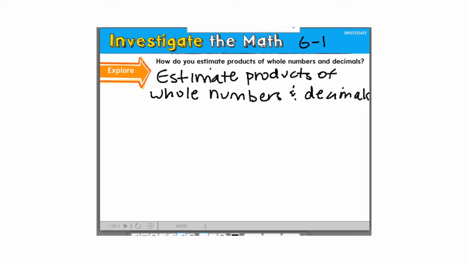So our title of our lesson tells us that we're going to be estimating. That's not an exact answer. We're going to be probably rounding something and then multiplying it. And then products tell us we're going to multiply, because the product is an answer to a multiplication question. And then we're going to be using whole numbers, which means it's a number without a decimal point. And then we're going to be multiplying that with a decimal. So we're going to be multiplying 2 numbers, one is a decimal and one is not.